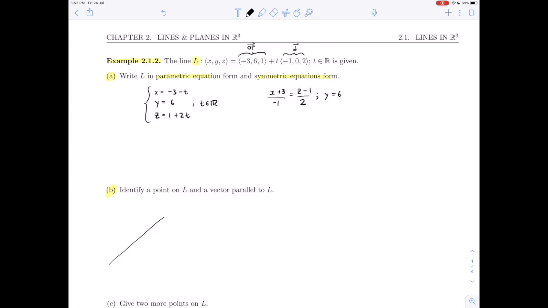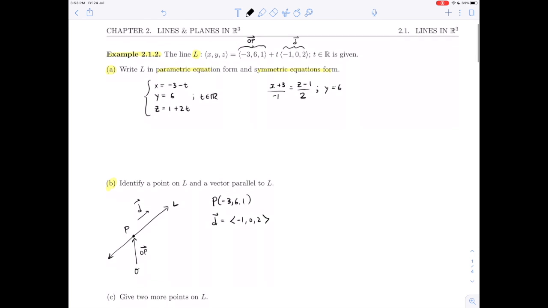So if we draw ourselves a little diagram of L here, we can see point P and we can see vector OP. So this is joining to the origin. This is our point P and a direction vector D here. And so our point P is given by its position vector as minus 3, 6, 1. And we can see a vector parallel. We can see the direction vector D as minus 1, 0, 2.